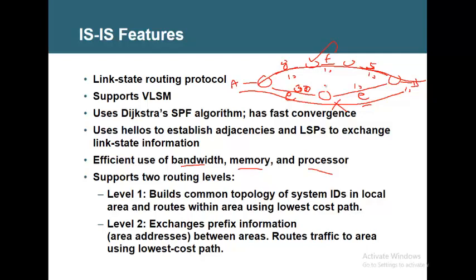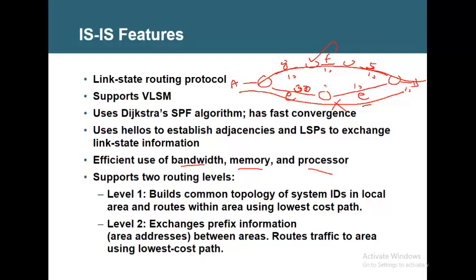Okay, that's about the cost. Now let us talk about the two routing levels. ISIS supports two routing levels. Can I ask a question? Does ISIS support discontiguous networks? Yes, of course. That's why we call this VLSM, variable length subnet mask. Of course, it supports discontiguous, classless networks. All that supports VLSM supports discontiguous networks.